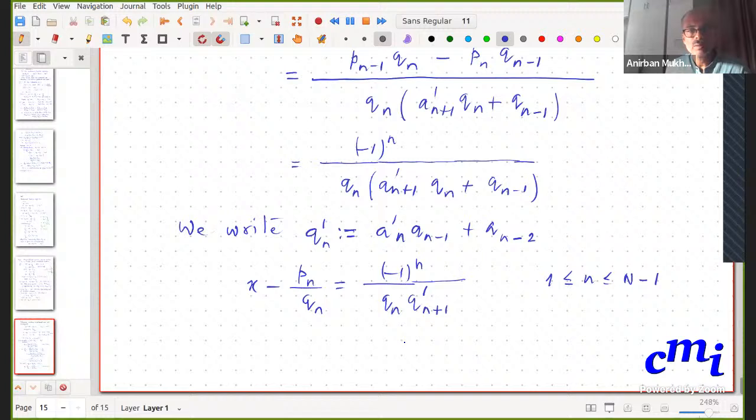So now what we want to do is to find a lower and upper bound for this number, for this qn dash. That will give us a bound for the difference.